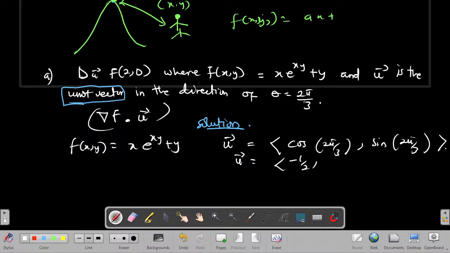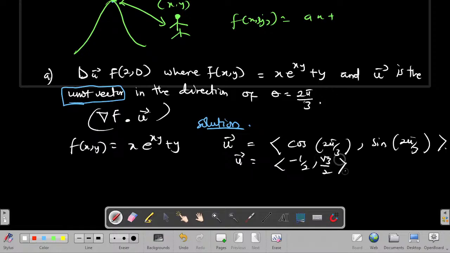So we have 2π/3, so that is 120, right? So you have cos 120 and sine 120. Cos 120 is obviously negative half as you've written. Then sine 120 is given as root 3 out of 2.